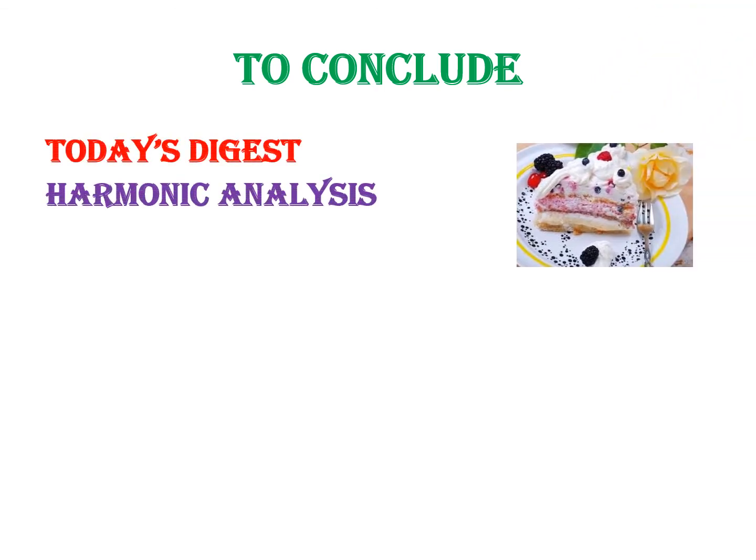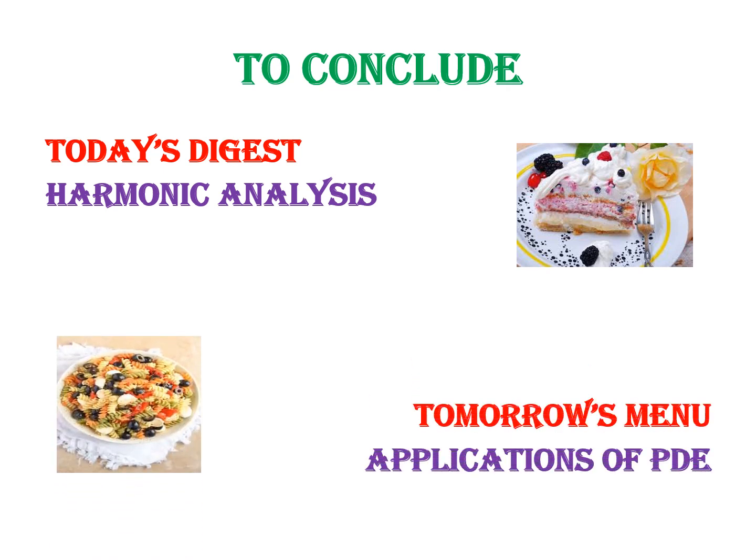So to conclude, in this class we have studied harmonic analysis, where we find the Fourier series for a function whose numerical data was given. And in the next class, we will see the applications of partial differential equations. Of course, with harmonic analysis, this unit Fourier series comes to an end. Next class, we have to start a new unit, which is applications of PDE.